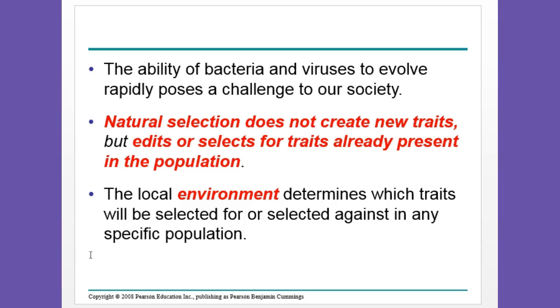I'm sorry. The ability of bacteria and viruses to evolve rapidly poses a challenge to our society. Natural selection does not create new traits. It edits or selects for traits that are already present in the population. So your local environment will determine which traits will be selected for or selected against in any specific population.